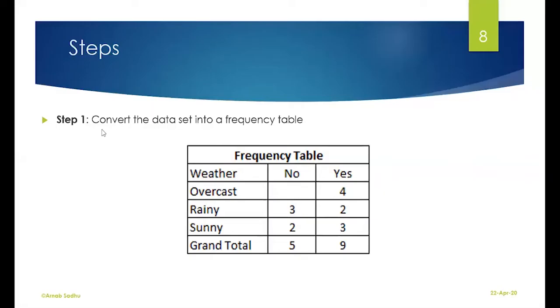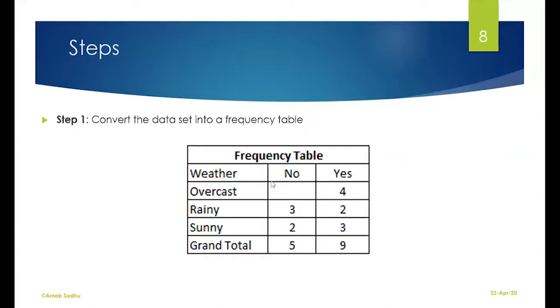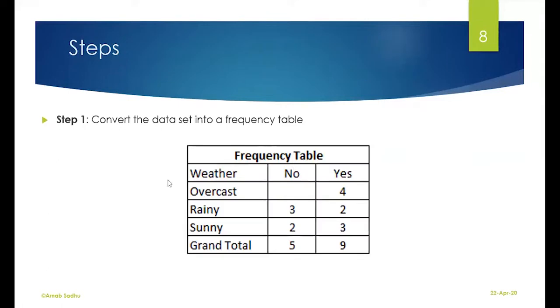Step one is to convert the data into a frequency table. We have three weathers, sunny, overcast and rainy, taken in rows, and two columns, no or yes, depending upon the play result. So we have no and yes. This is a frequency table. Now, how do we fill this frequency table?